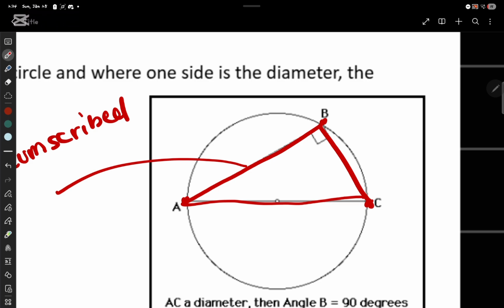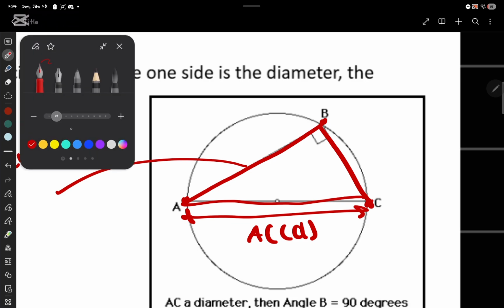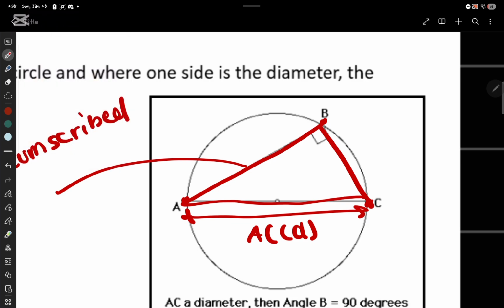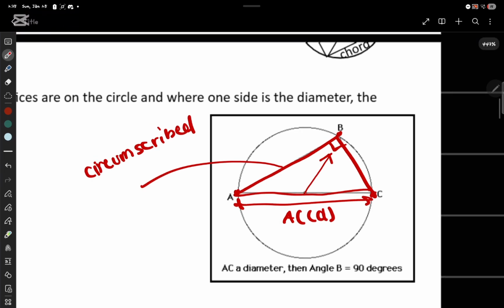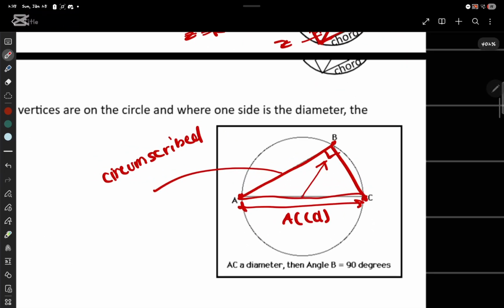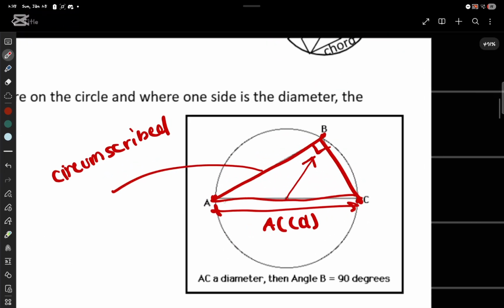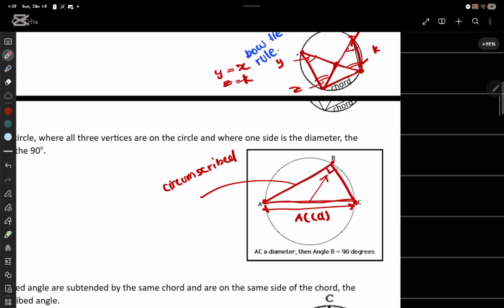And what this theorem is talking about is that the diameter of the circle, we call that AC, or diameter, is the base of this circumscribed triangle, and the angle opposite that diameter will always be a 90-degree angle. Okay. So if the base of a circumscribed triangle is a diameter, then the angle opposite to it must be 90 degrees.